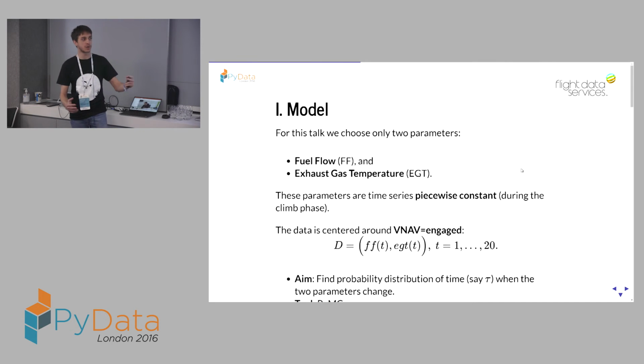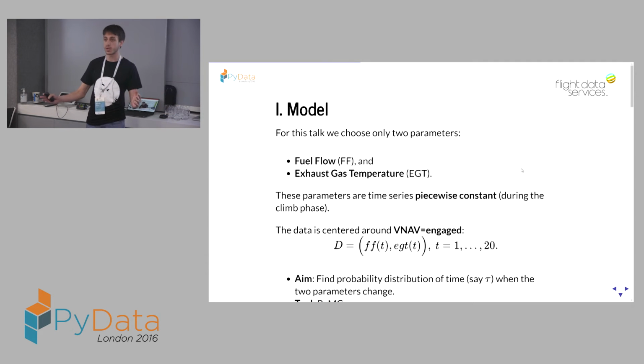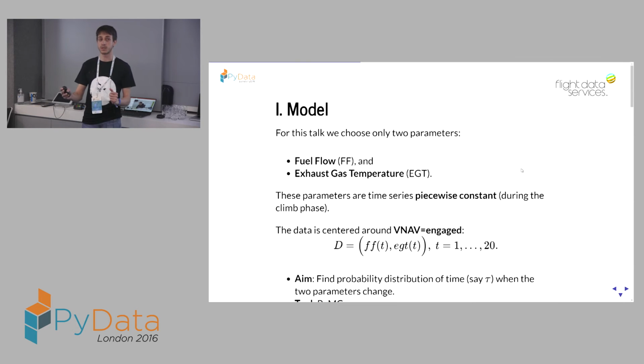So here I'm just going to present a very simple model. We are going to use just two parameters, the fuel flow and the exhaust gas temperature for only one engine. Essentially, around the vertical navigation, those two parameters are piecewise constant. There will be a drop at some point, and that drop will be precisely the end of takeoff. So we want to understand when that happens. Those parameters are time series, and we want to find the probability distribution that each point is the end of takeoff point. The key tool will be PyMC, a very powerful utility to run Markov chain Monte Carlo methods to sample from a statistical model.